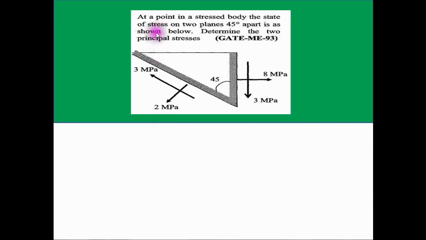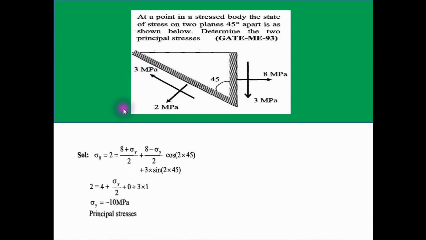At a point in a stressed body, the state of stress on two planes 45 degrees apart, that means this plane and this plane, is shown below. Determine the two principal stresses. That means we have to calculate sigma 1 and sigma 2, where sigma x is equal to 8 megapascal and tau xy is 3 megapascal. Normal stress on this plane is equal to 2 megapascal. Tangential stress on the plane is 3 megapascal.